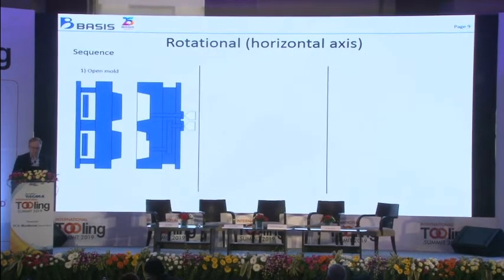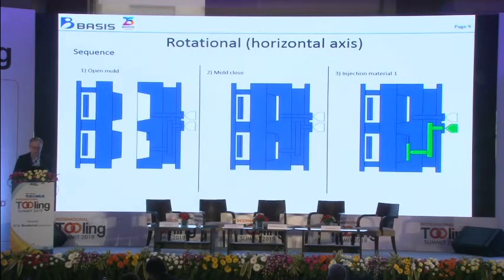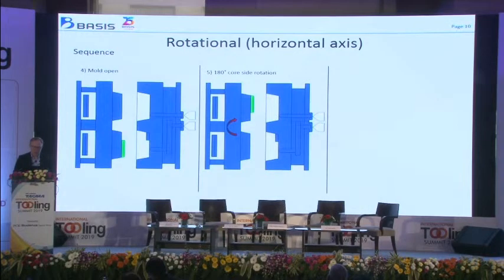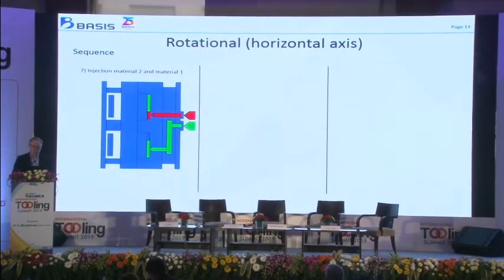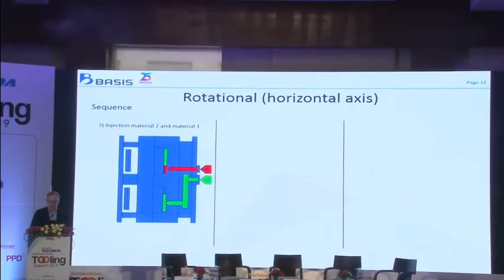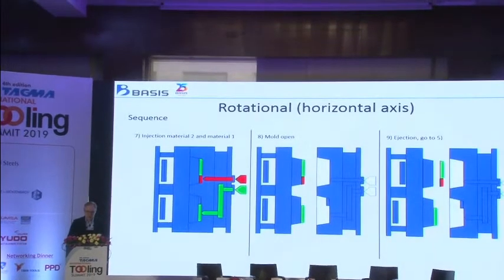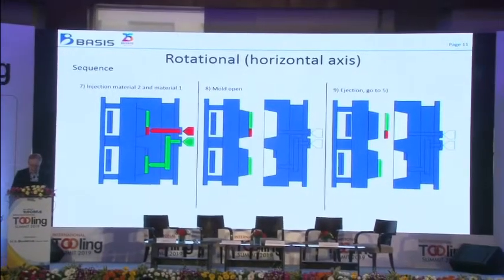Here the sketch of the mold with the sequence. We have the open mold, the mold close, make the injection of the first material, open the mold, rotate the core 180 degrees, the mold close, injection of the second material. At the same time, we can start to make the injection of the first material in the outer cavity. Open the mold, injection, and we restart from the beginning. We rotate the core.